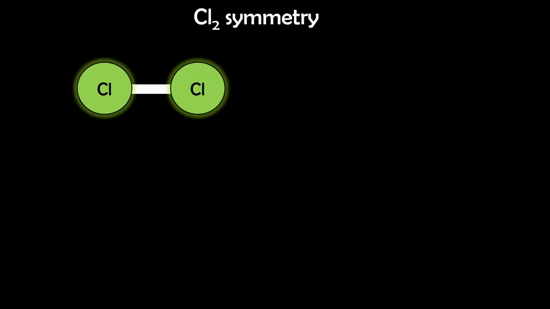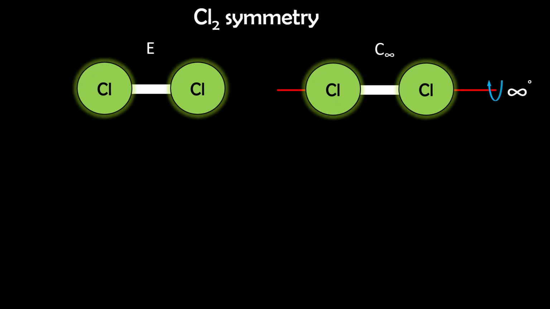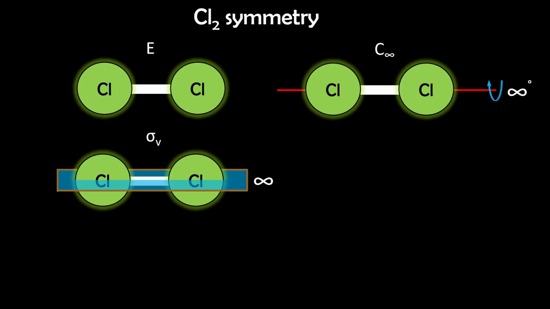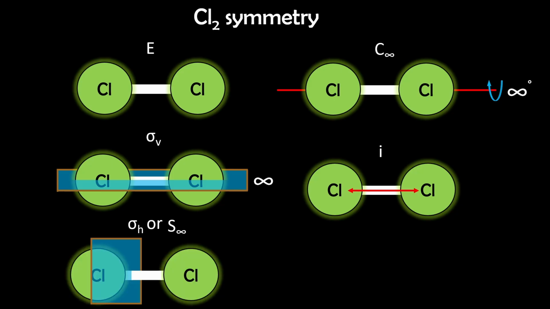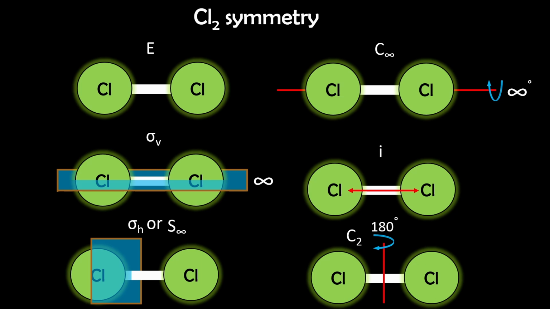Now, let's look at the symmetry. Cl2 is a linear homonuclear diatomic molecule. The key symmetry elements are E, the identity operation, C infinity, rotations by any angle around the Cl bond axis, an infinite number of vertical mirror planes containing the bond axis, a center of inversion at the midpoint of the bond, a horizontal mirror plane perpendicular to the bond axis at the center, or an S infinity operation where the rotation can be by any C infinity rotation, and an infinite number of C2 axes perpendicular to the main molecular axis.